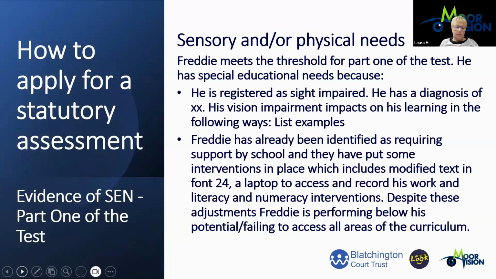So he or she might have been identified as requiring support by school. Explain the interventions that have been put in place, whether he or she's been given a laptop, whether they're getting extra lessons on literacy, numeracy, and where they are, whether they're working along at a par with their peers. Are they performing below their potential?